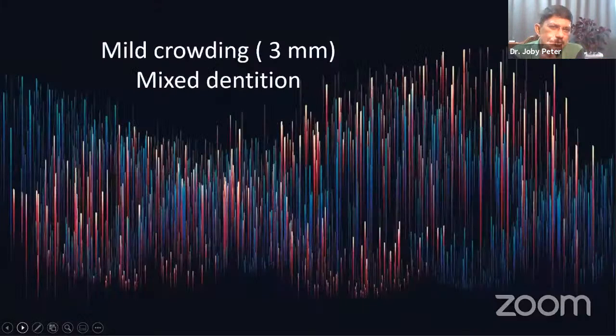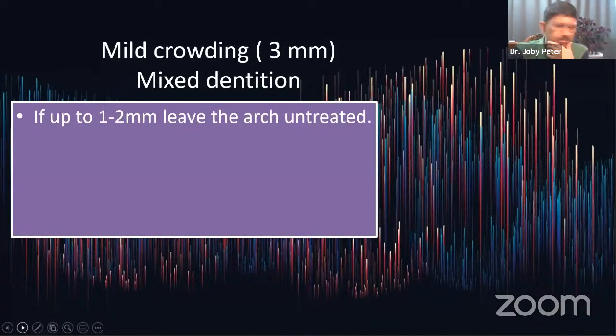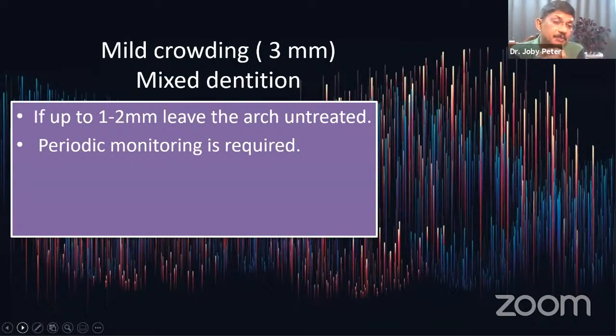So what will you do if you find mild crowding in a mixed dentition patient? You can leave the arch untreated, up to 1 to 2 mm. But let me tell you one missing thing: don't tell the patient to come back at 13 or 14 years. Periodic monitoring and follow-up is required. Every 3 to 6 months, let them come to your clinic.